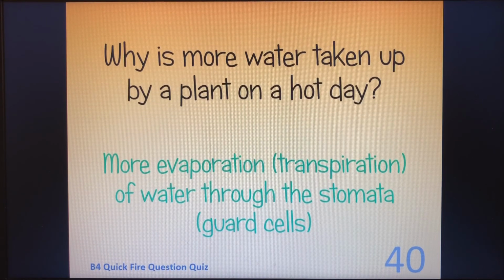You could call that evapotranspiration if you want to, of water through the stomata. And the stomata are surrounded by those guard cells. So more water escapes from the leaf through the stomata, and therefore because the water moves through the xylem like a straw, as soon as some water is released, more water is drawn up through the roots. So more water will be drawn up through the roots on a hot day as more water is being evaporated.